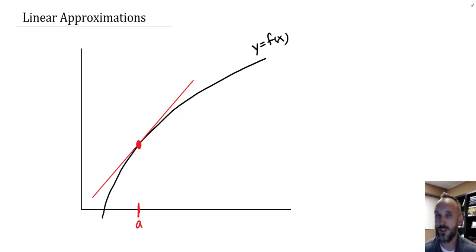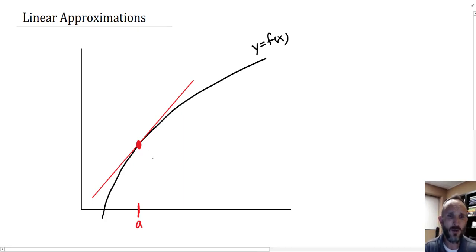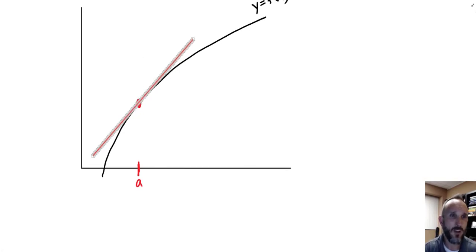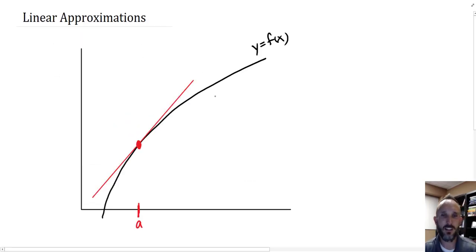For example, when you type something like the sine of 29 degrees into your calculator, how does it calculate the value? Well, your calculator can only show so many digits of that answer anyway. So what it's doing is approximating that answer using some algorithm that it knows. Here, we're doing the same kind of thing. We're going to approximate the curve with a straight line, and that could be useful for different things, as we'll see.